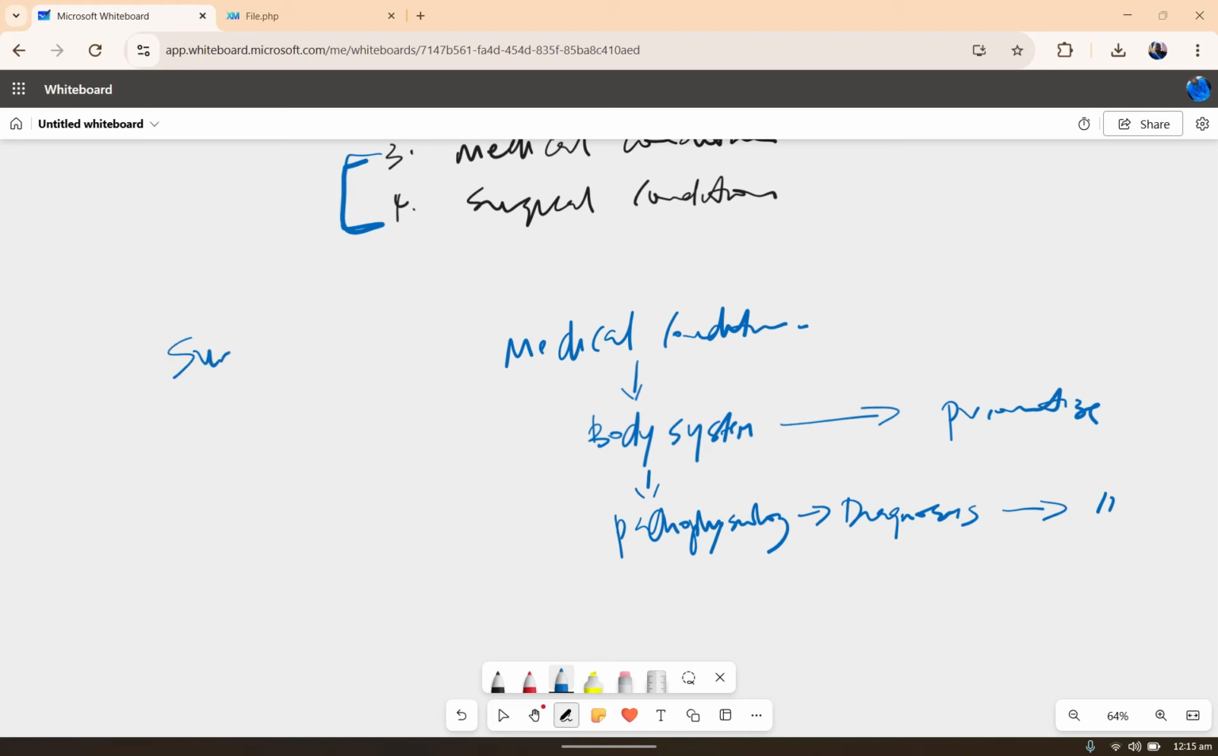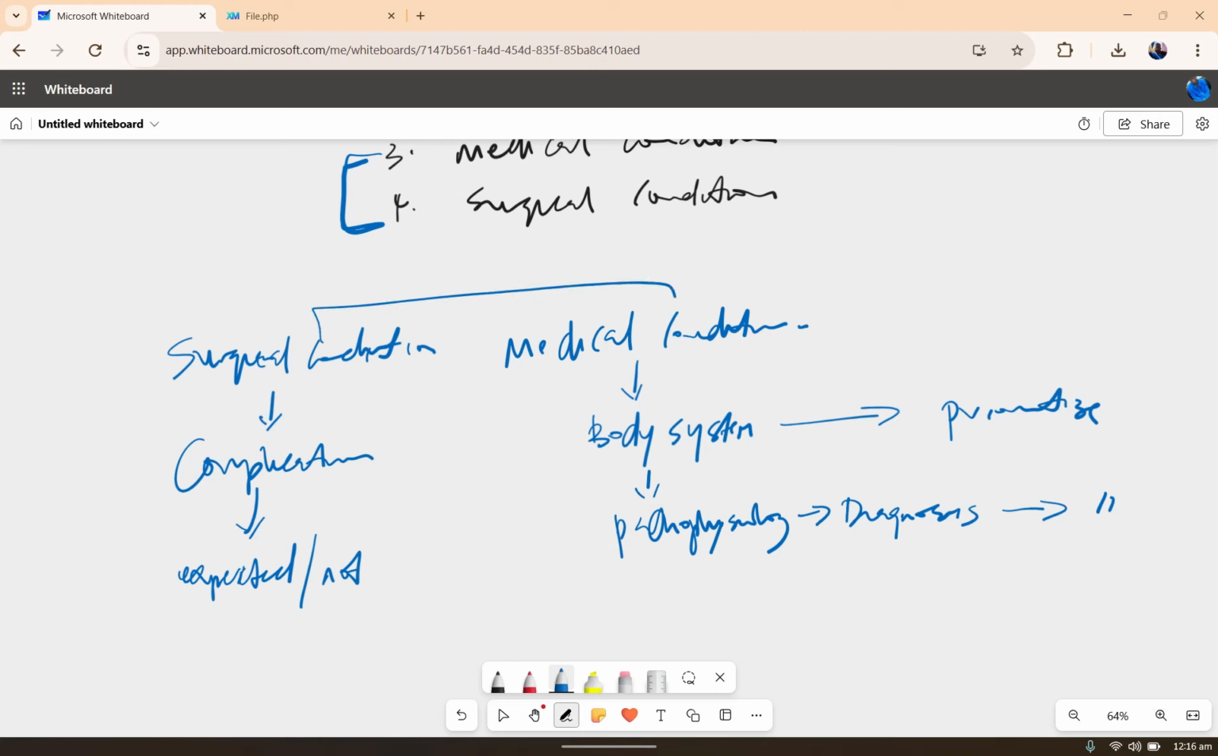For surgical condition, we prioritize using understanding of complications. We are asking ourselves, is this complication expected or not expected? Now, these two, be it surgical condition or medical condition, the NCLEX can give you an intervention or signs and symptoms.